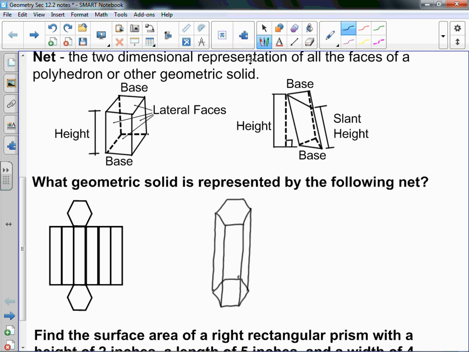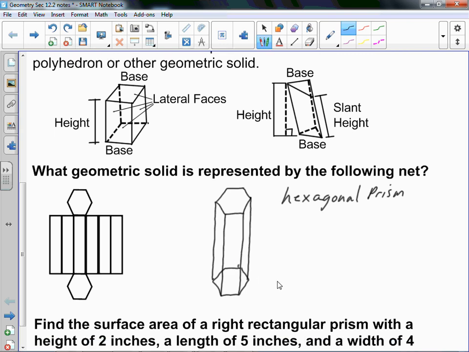So something like that, which would be a prism. Right? You have 2 congruent faces and a bunch of lateral faces going around it. And to name it, then we look at what the congruent bases are, and those are hexagons. So it's going to be a hexagonal prism. Bases are hexagons, and it's a prism, so it's a hexagonal prism.